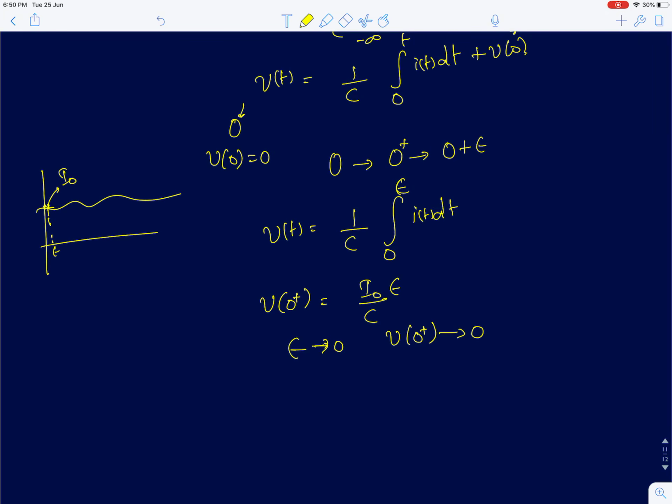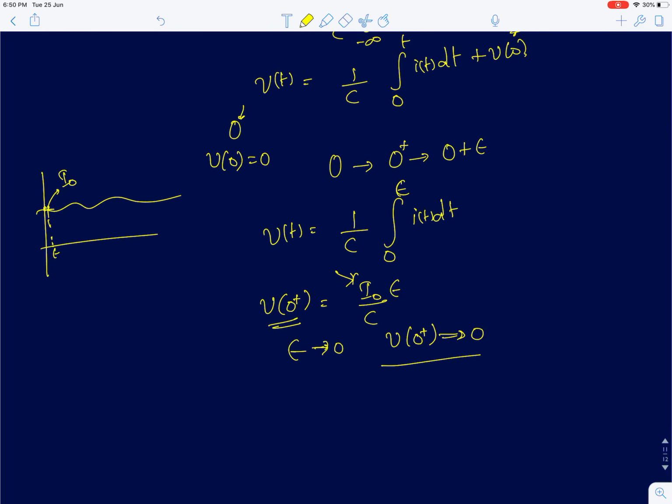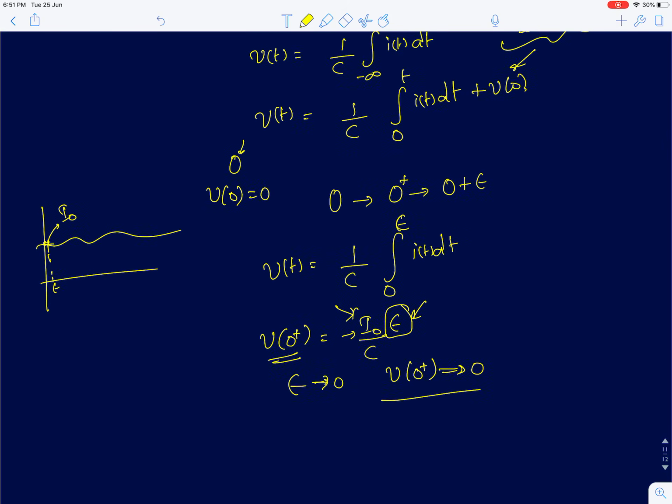What this tells us is that for your capacitor, even though the current can be very large, you can inject a very large amount of current and transfer charges at a very high rate, where rate of change of charge is current, still, as long as I naught is finite, the change of voltage V of 0 plus is 0. Epsilon is very very small, you multiply it by a large number, it still gives you 0. Therefore the voltage across a capacitor cannot change instantaneously. That's what this equation tells us.